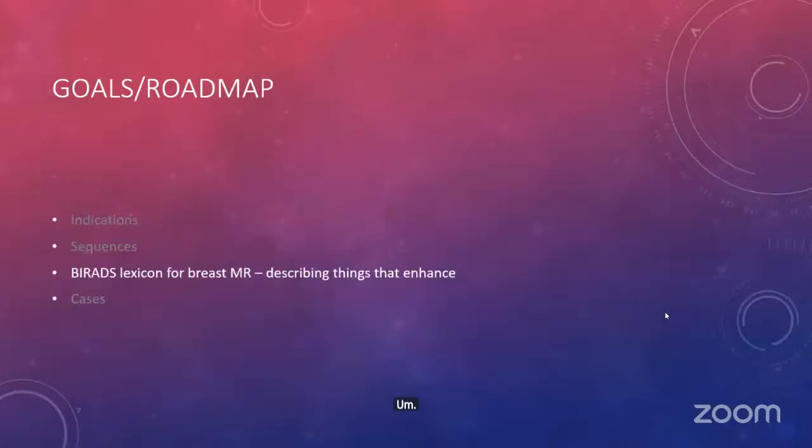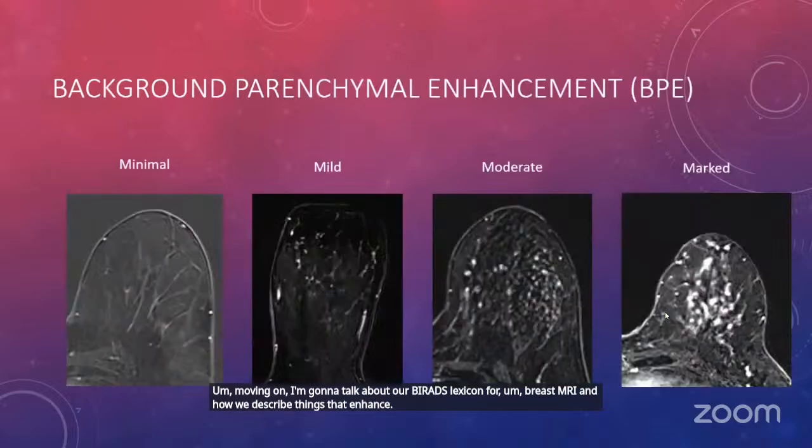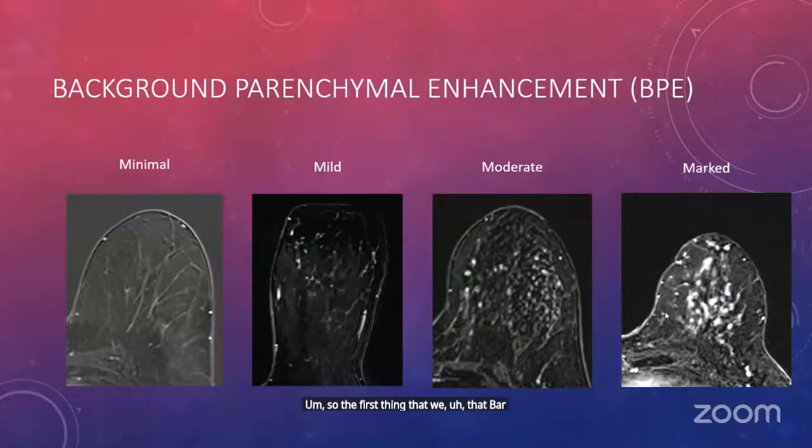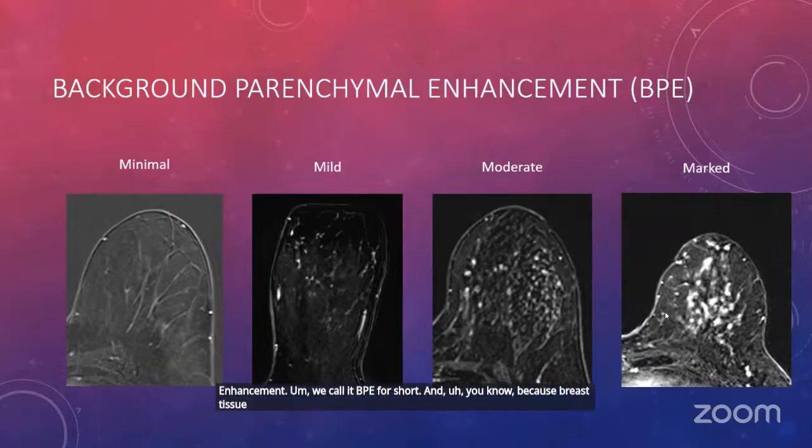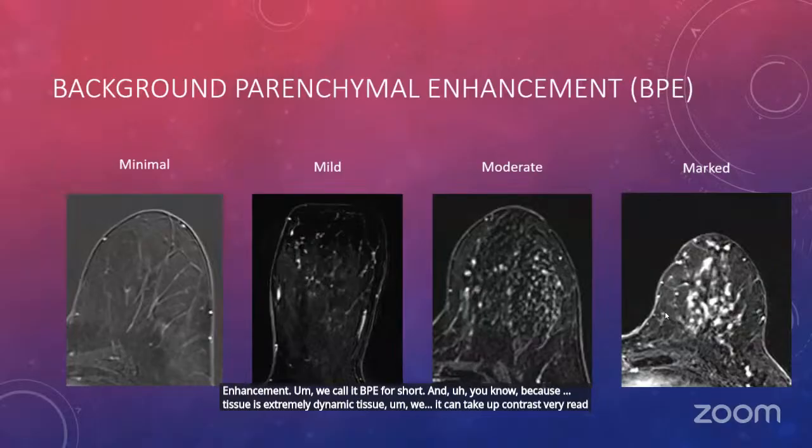Moving on, I'm going to talk about our BI-RADS lexicon for breast MRI and how we describe things that enhance. So the first thing that BI-RADS says that we have to report is background parenchymal enhancement. We call it BPE for short. And because breast tissue is extremely dynamic tissue, it can take up contrast very readily, and it's very patient dependent.